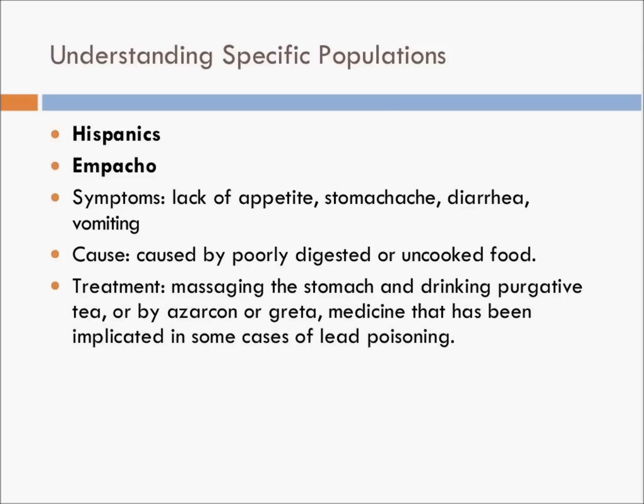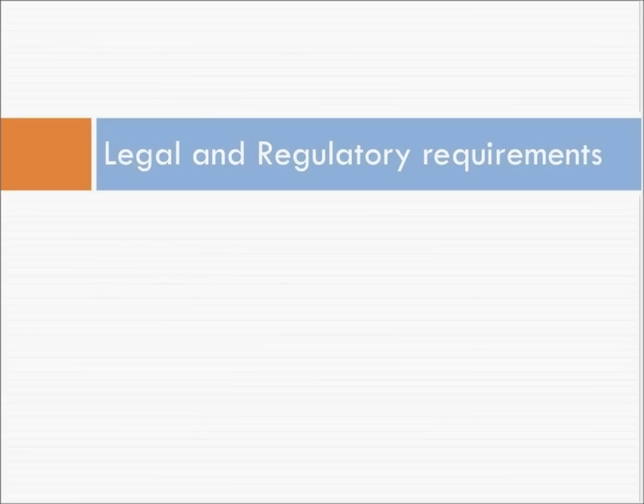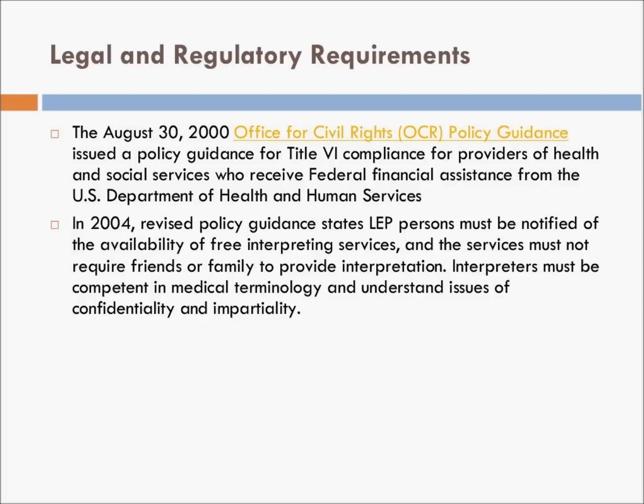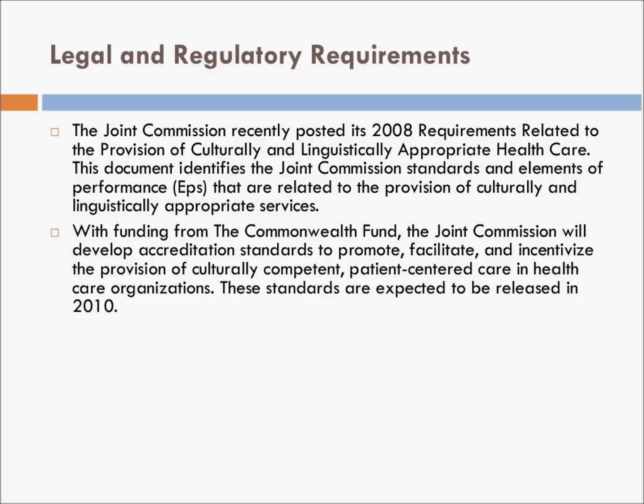I think what we'll do is just go on and just finish up. I mentioned a little bit about the legal and regulatory requirements. It is the law. If your organization receives federal funds from the U.S. government, even in the form of Medicare payments, you are required to have formal, qualified interpreters, and now the Joint Commission has just come out with its new standards. I encourage you to go to their website and take a look at what the Joint Commission is requiring. And they are requiring patients to be treated in a culturally sensitive, patient-centered approach that includes using a qualified interpreter.